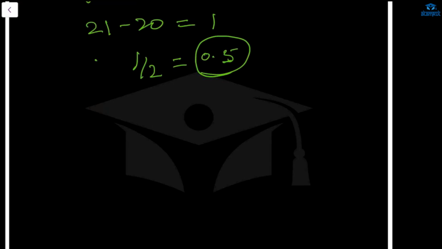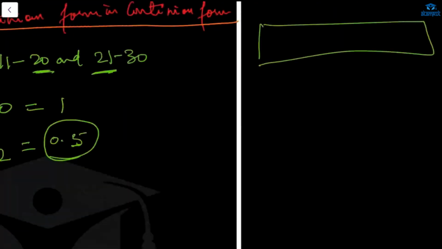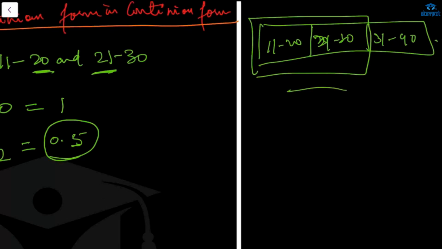Now pay attention. You have got a full table. Class interval 11 to 20, now 21 to 30, and then 31 to 40, and so on. You'll take the first two, one by one.